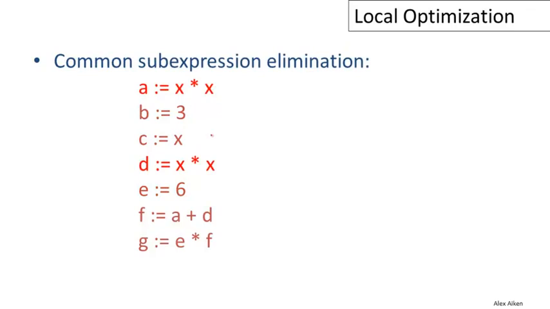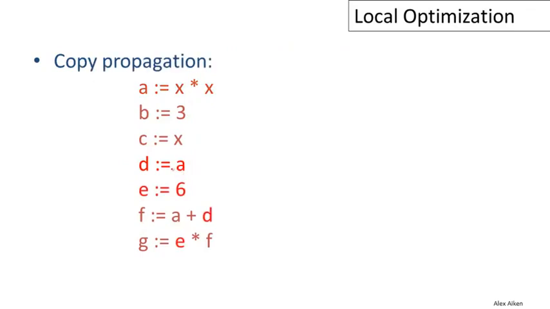Next, we could observe that we have a common subexpression that we can eliminate, that both A and D have the value x times x. So the assignment to D can be replaced by a copy, that D now gets the value of A. Now we have two opportunities again for copy and constant propagation. The assignment to D and the assignment to E can be propagated forward.